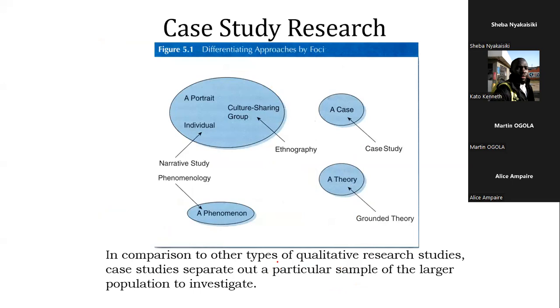Now, if we try to compare the case study research and other qualitative methods, here we have our case study. We can apply ethnography, meaning somebody can come and spend time with these people to truly understand them. At the same time, the person can try to study a phenomenon within this case study area.